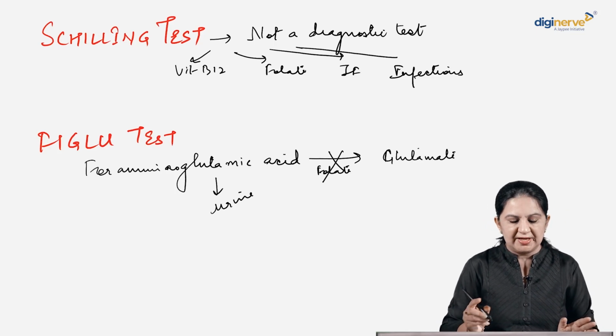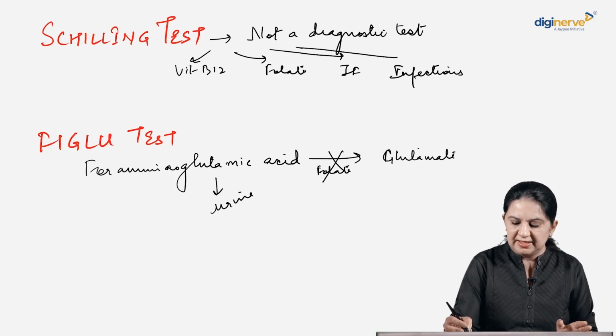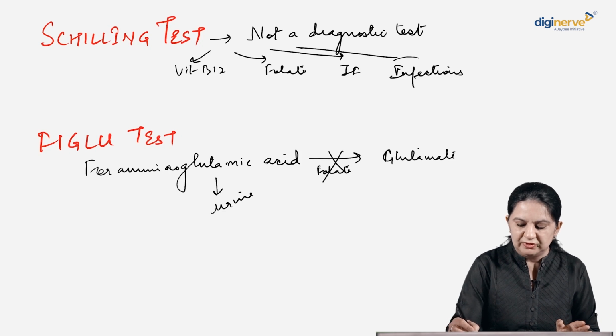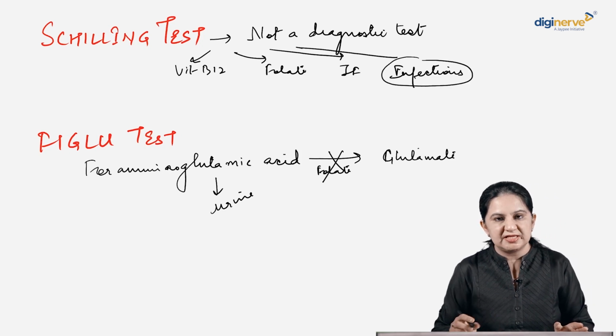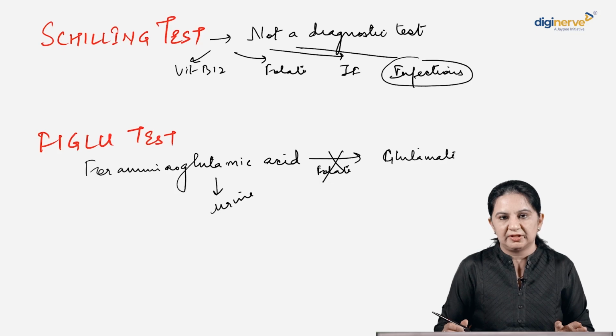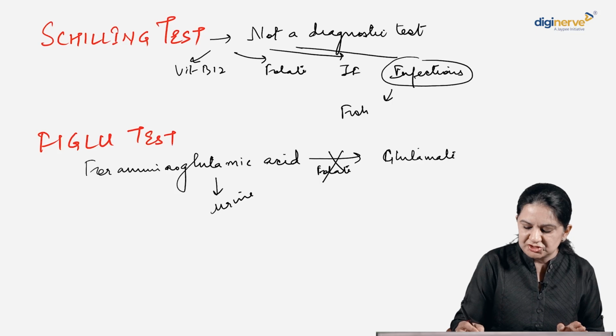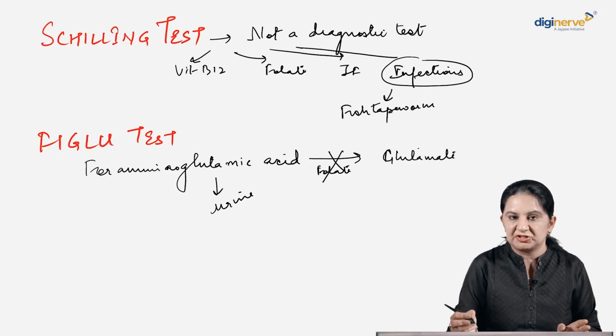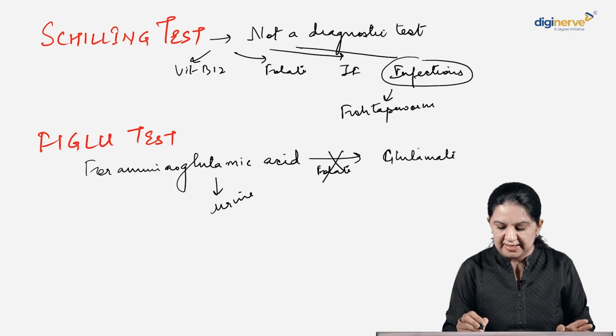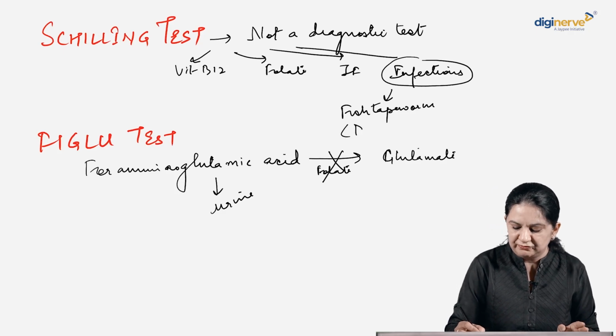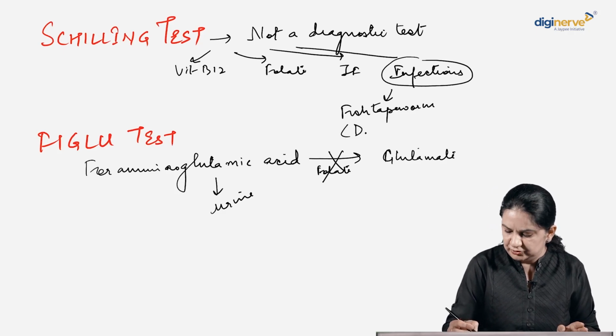All right. So I just told you that the Schilling test is also helpful to determine the etiology, such as infections, in megaloblastic anemia. Can you name one infection that can cause megaloblastic anemia? This infection is fish tapeworm infection. So fish tapeworm infection is also associated with megaloblastic anemia. Another name for fish tapeworm is Diphyllobothrium latum.